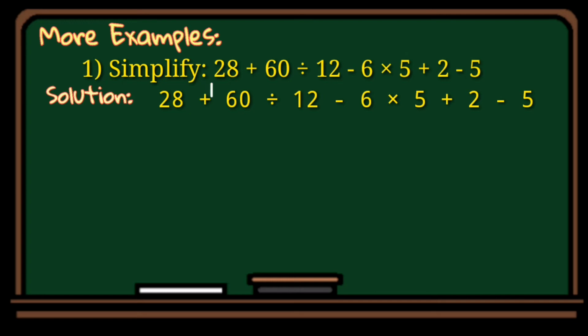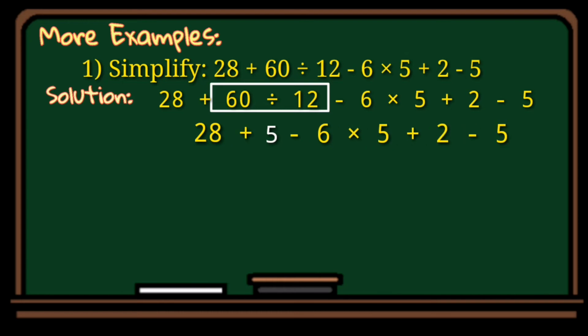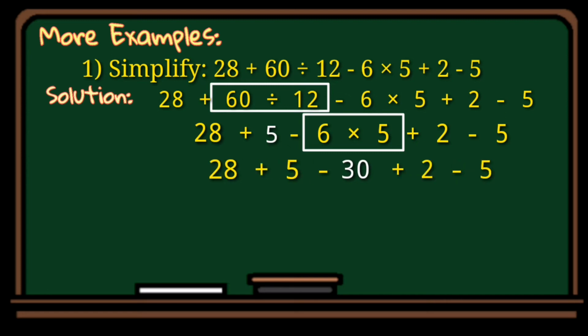Okay, so 60 divided by 12, the answer is 5. And then bring down all the rest of the numbers in the expression. Next operation to be done is multiplication. And still under rule number 1 of PMDAS, multiply or divide as they occur from left to right. So from left, you will see 6 times 5 and the answer is 30. And then bring down the rest of the numbers in the expression.